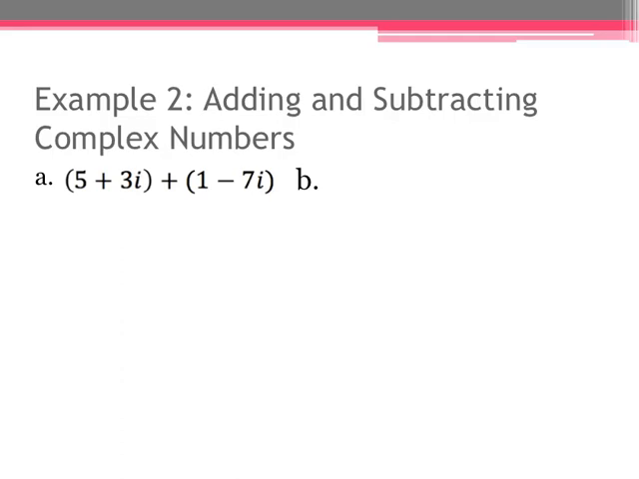All right, so here in example 2, we have 5 plus 3i plus 1 minus 7i. So we're going to combine like terms. The 5 and the 1 are like terms, so we can add those together and get 6. 3i plus -7i is equal to -4i. So this is going to equal 6 minus 4i.